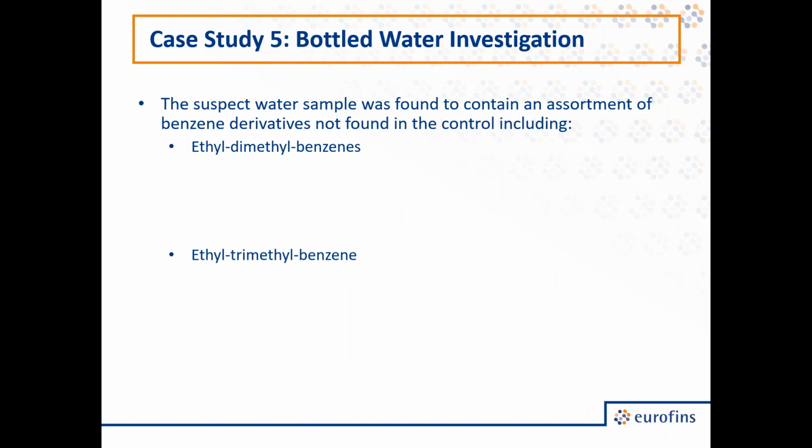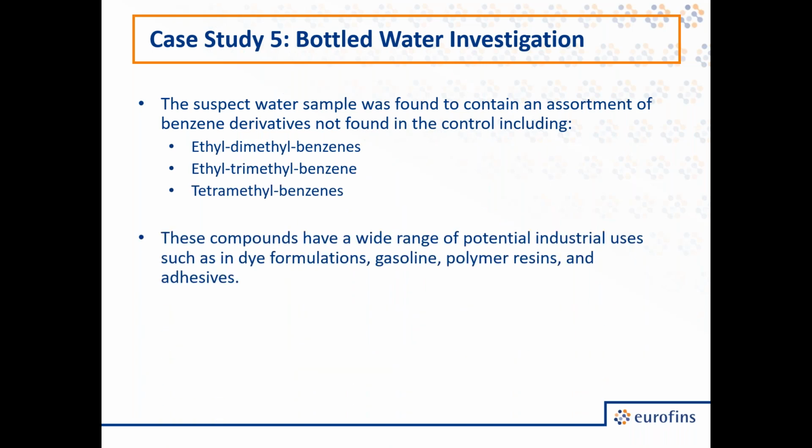So when we investigated these types of compounds that were in our suspect and not in our control, we found that these types of benzene compounds have a wide range of potential industrial uses, such as dye formulations, gasoline, resins, and also adhesives. And in addition, these compounds are known for having very sharp phenolic-like odors. So in this case, it appeared that these problem bottles of water had been contaminated with some type of an industrial solvent. However, this was not the end of the story for this particular investigation.